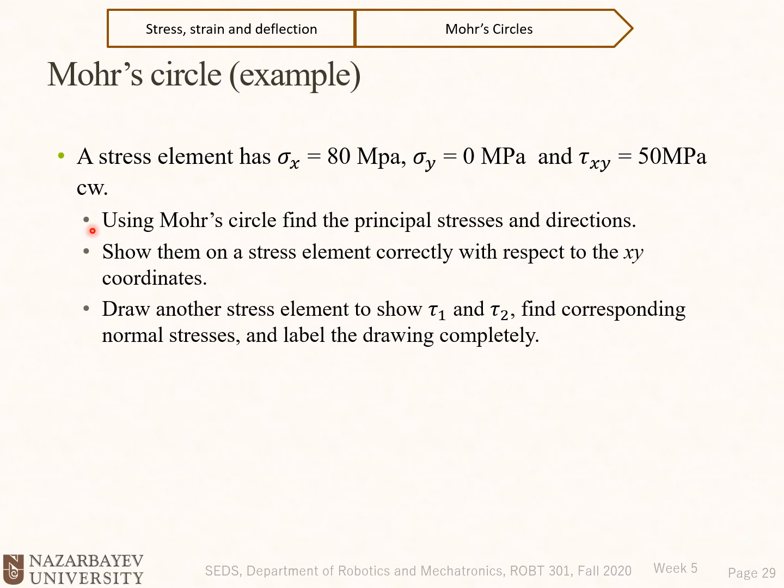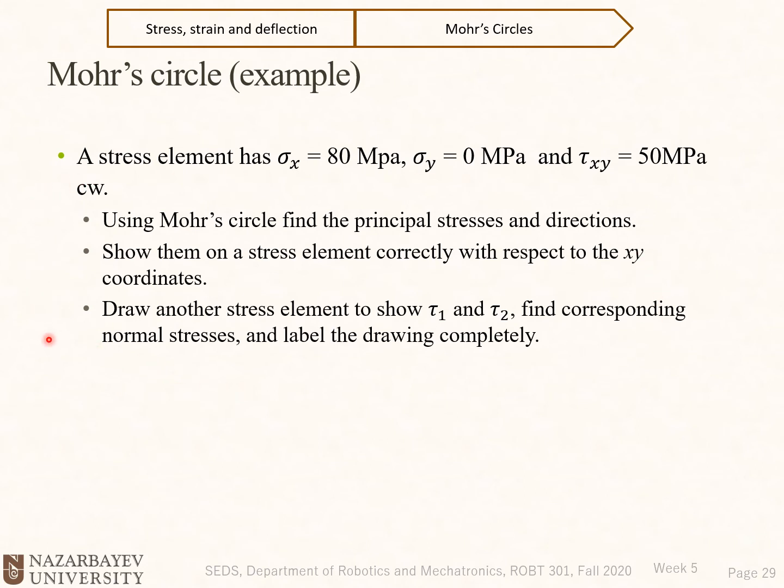The goals are, using Mohr circle, find the principal stresses and directions. Show them on a stress element correctly with respect to the xy coordinates. Draw another stress element to show tau 1 and tau 2. Find the corresponding normal stresses and label the drawing completely.